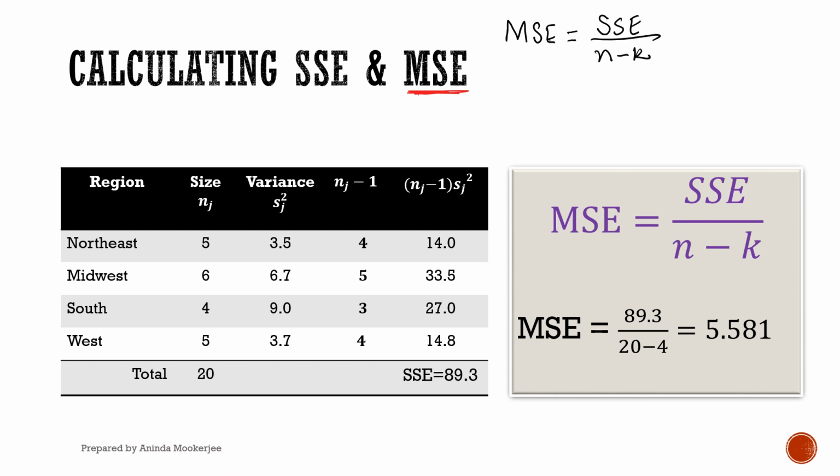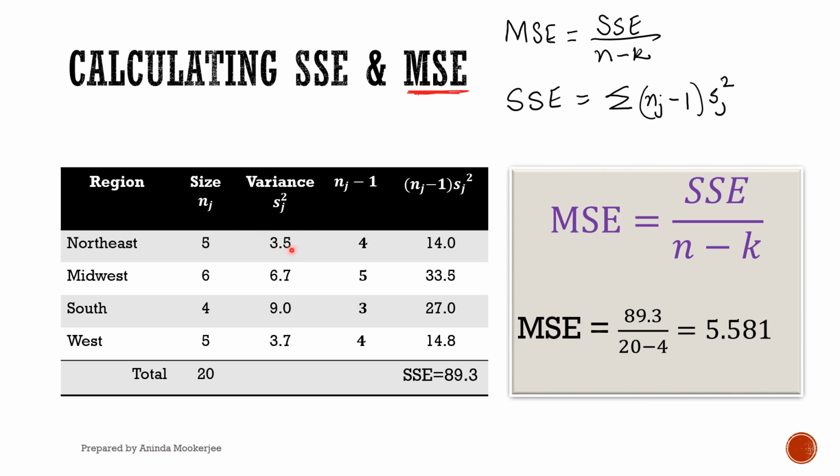Now SSE has its own formula, which is sigma n sub j minus 1, times s sub j squared. That's our error sum of squares. Again, we'll work through it using a table. In the first column, we have all the regions listed and then all the sizes listed. However, here we don't have to consider the means because this is only about the variance, the standard deviation, so to speak.